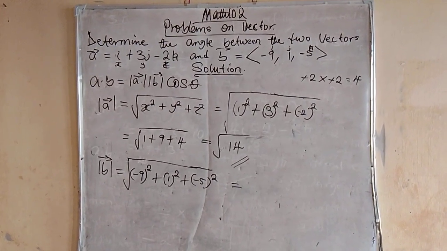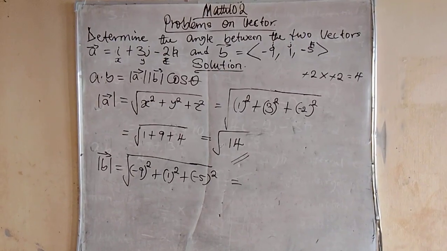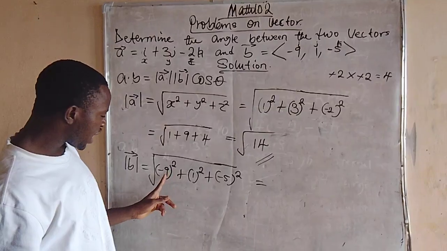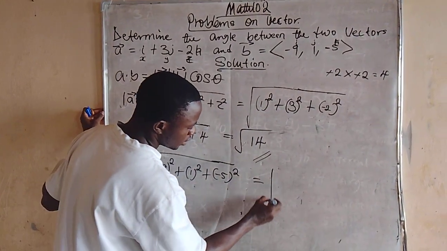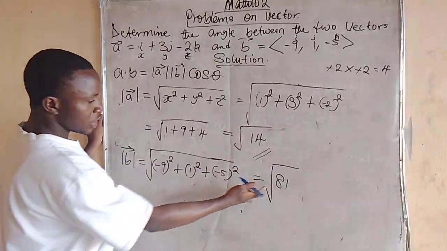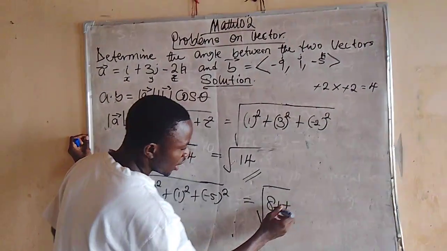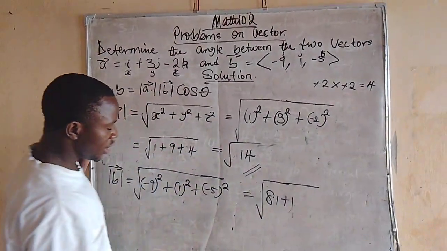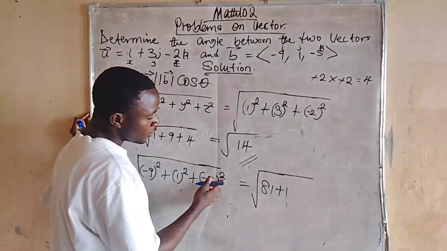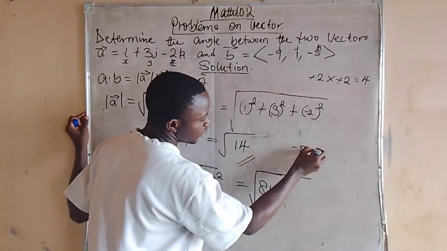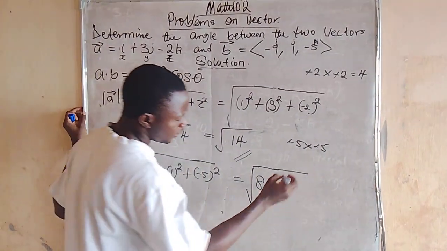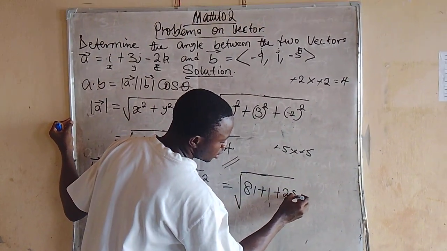So doing this, negative 9 all square is, if you press your calculator, minus will go, 9 multiplied by 9 is 81. Okay. Minus 9 squared is 81 plus 1 raised to the power of 2 is 1. So we have 1 here. Plus minus 5 raised to the power of 2, so this is minus 5 multiplied by minus 5. Minus will go. 5 multiplied by 5 is 25. So this is plus 25.